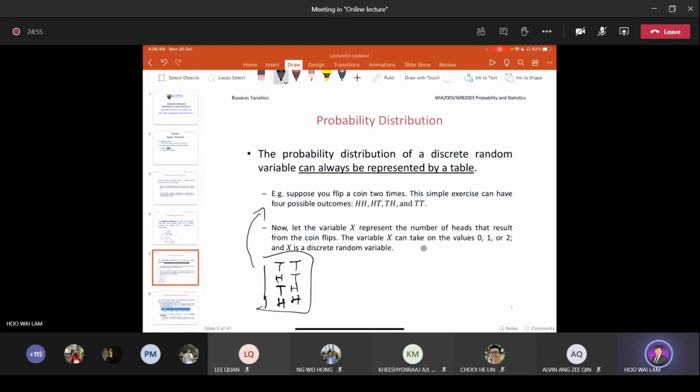Now let the variable x represent the number of heads that results from the coin flips. So the variable x can take the value 0 to 2. Because why? Number of heads, okay? Right now again, you're calculating number of heads. So this one is 0, this one is 1, this one is 1, this one is 2. When you take this all together into account, all the potential outcomes are 0, 1, 2. Okay.